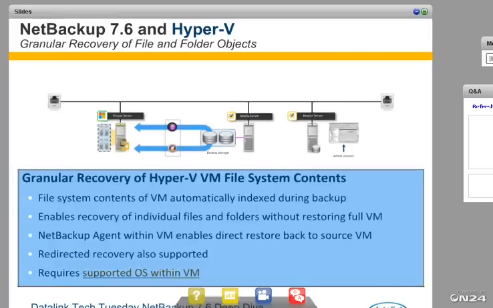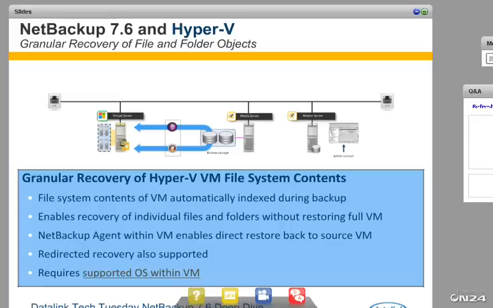Now, just to review some of the granular recovery, we see in these bullet points that we have the file system context that is automatically indexed during the backup. We see the same thing on the VMware side, and we also see it on Hyper-V. We see the recovery of individual files without having to restore the full VM. The agent within the VM enables us to do a direct restore back to the source VM.